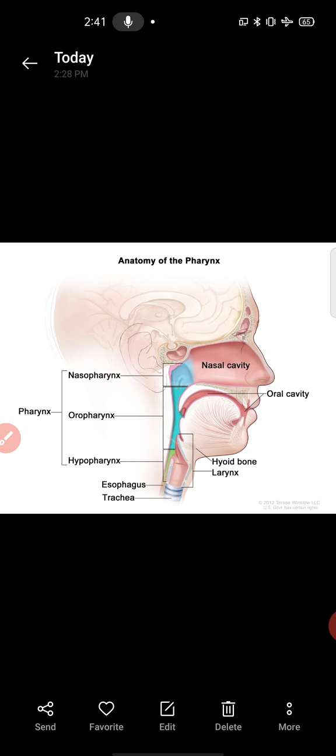Your pharynx has a length of 13 centimeter. You just correct it in your notes.